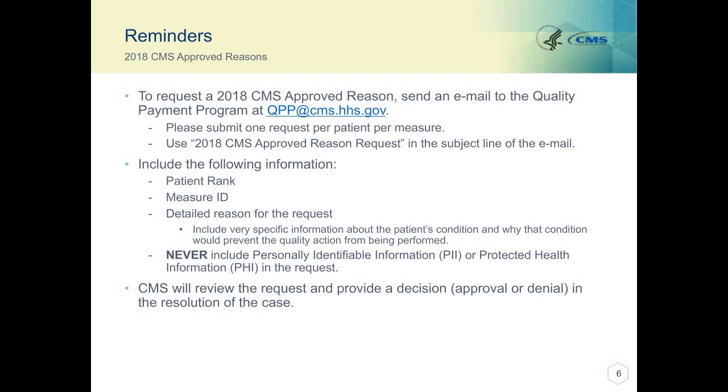And this slide includes the steps you should follow to request a CMS-approved reason. You are required to submit one request per patient per measure. And please don't include any personally identifiable information or protected health information in the request. Next slide, please.